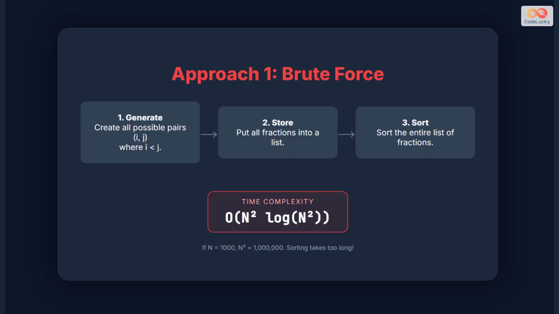The most straightforward way to solve this is the brute force approach. We could generate every single valid pair, calculate the fraction, put them all into a massive list, and then sort that list. However, if our input size n is 1,000, n squared is 1 million. Sorting 1 million items is expensive, taking n squared log n time. We can do better.